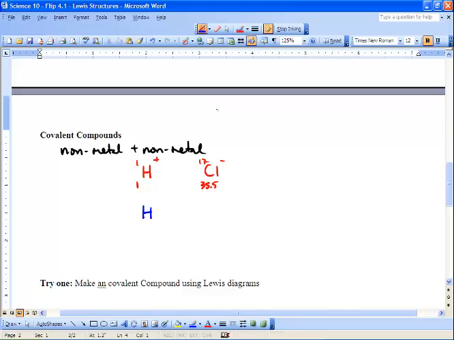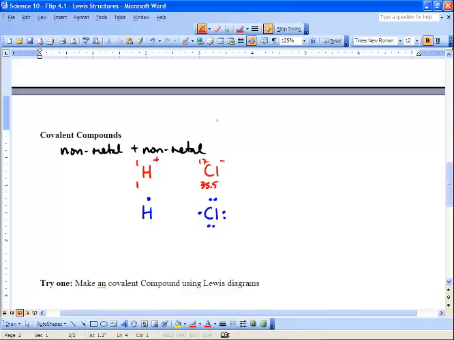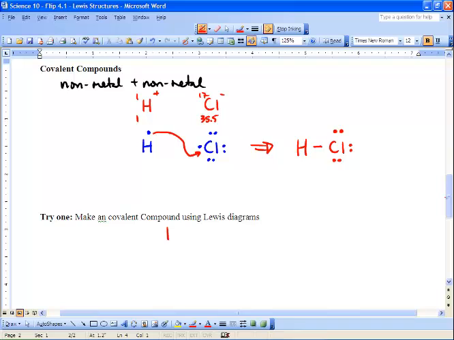Now if we draw the Lewis structure for both of these atoms, we're going to have H with 1 electron, and our chlorine is going to have, just from before, 7 electrons in the outer shell. Because it's nonmetal and nonmetal, or covalent bonding, they share an electron. When we draw a covalent bond in a Lewis structure, when they bond, that bonding pair is drawn in a straight line, and then we're going to draw our non-bonding pairs as well.